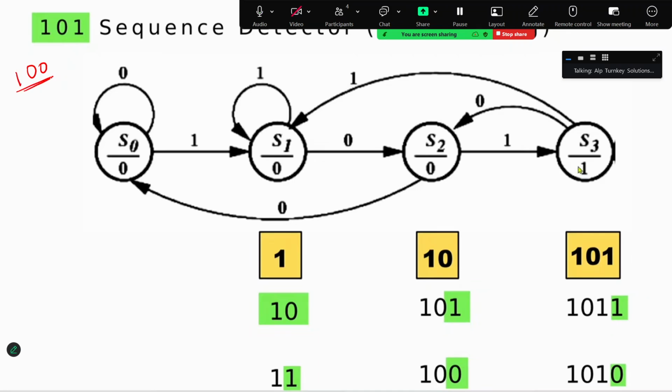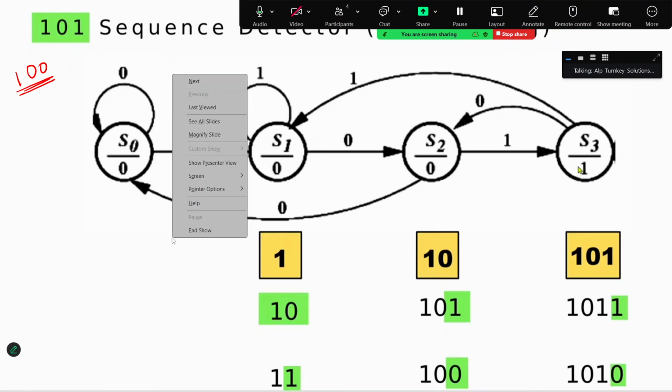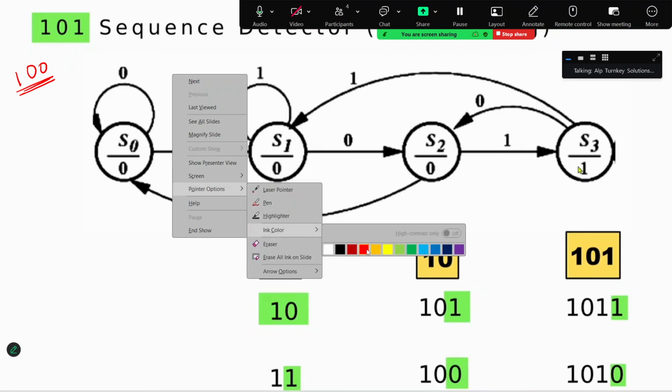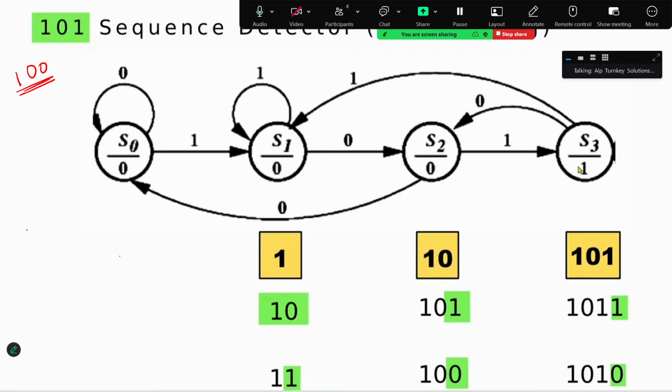If you see, here this is not an overlapping sequence. So this is nothing but an overlapping sequence. Here I'm checking for, suppose, these yellow symbols are nothing but: if I got the sequence it will go to the next state. That means here I am getting one. Okay, I got one, and simply it will go to the next state.